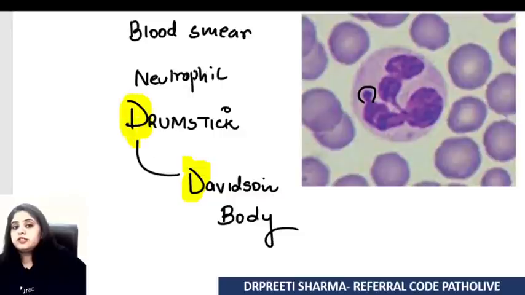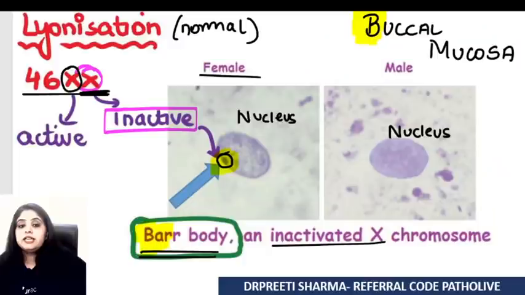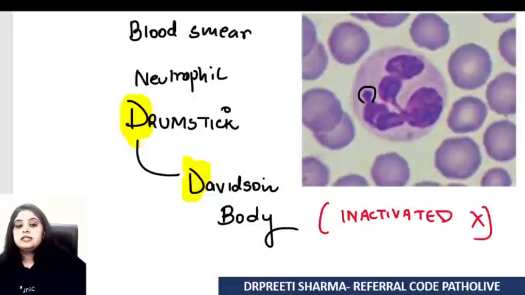Davidson body looks like a drumstick, and you'll ask me, what is it? I'll say this is exactly the same inactivated X chromosome. So you'll ask me, what's the difference between this Davidson body and the Barr body? And there's no difference. Barr body is also the inactivated X chromosome. Davidson body is also the inactivated X chromosome. Only the sampling is different.